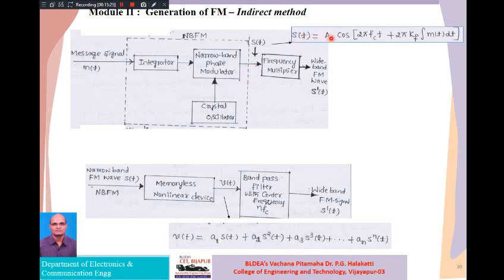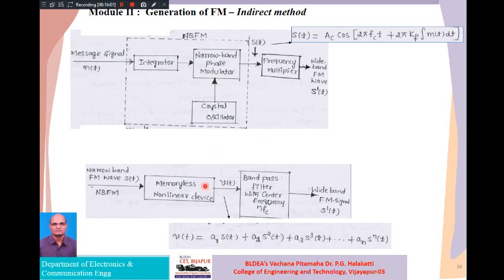So what do we get as S of t? A narrowband FM signal. This expression we already did for single tone FM: Ac cos(2 pi fc t + 2 pi kf integral of M of t dt). Now, when we give the narrowband FM S of t as input to the frequency multiplier, note that the frequency multiplier consists of a memoryless nonlinear device and a band pass filter tuned to the frequency n times fc. These two parts are there in the multiplier.